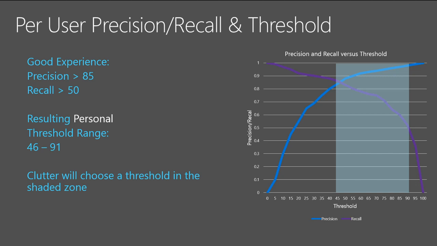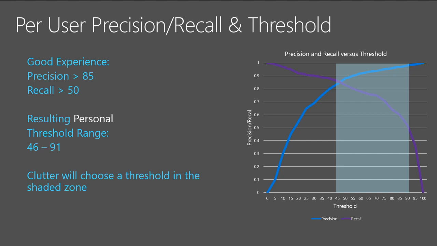And the way we measure these is in terms of what the technical terms are, precision and recall. Recall is the percentage of the clutter that we actually put into the clutter folder. So a good experience means, in our mind, we remove at least 50% of the clutter. And precision is the percentage of things that we classify as clutter that really are clutter. So if you look at the curves, there's some chance that we'll make a mistake and that we'll classify something as clutter when it's not really clutter.